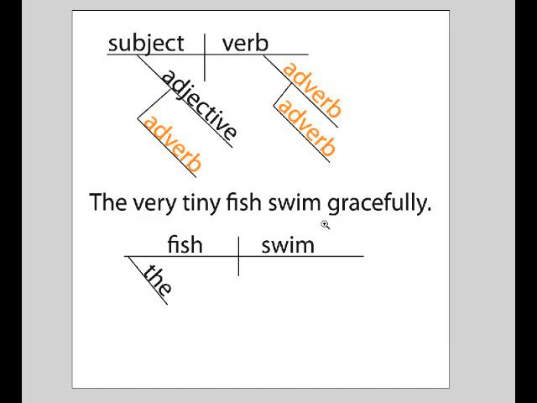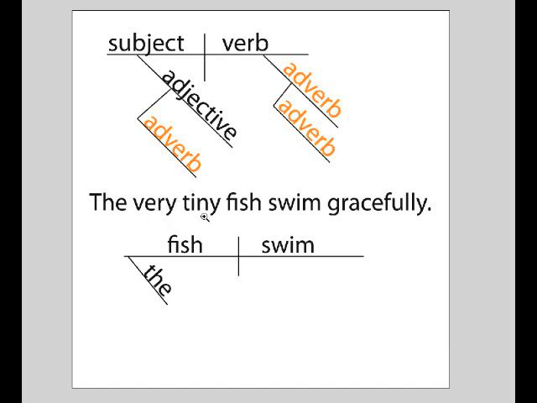What is very doing in this sentence? The very tiny fish swim gracefully. Well, very is telling us more about the word tiny. How tiny? Very tiny. We don't have the word tiny in our diagram yet. So we can't very well put very in our diagram when we don't have the word that it's modifying in the diagram. So first let's put tiny in our diagram and then we'll come back to the word very.